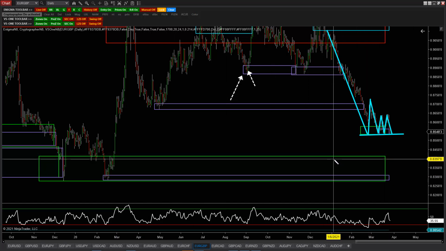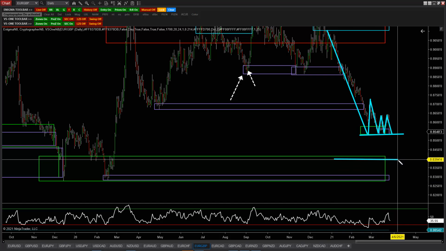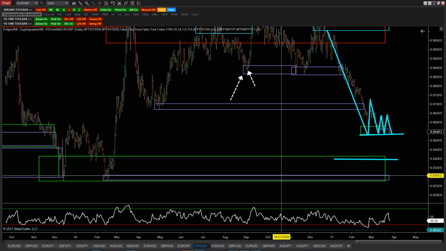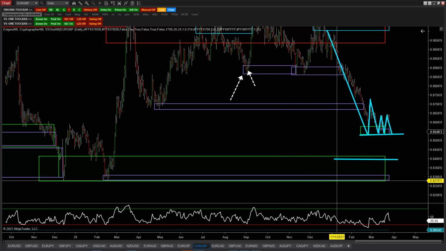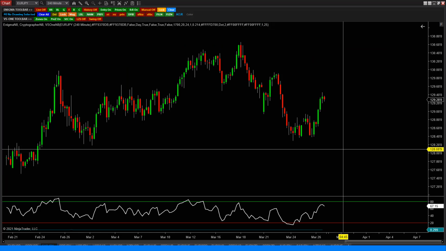And I would say the start of that level is going to be right here at about 84 cents, with the extreme level being about 83. So you can see we're currently trading at about 85.50s. Lots of potential downside opportunity here on the euro pound. So the next pair we're going to take a look at is going to be the euro yen.